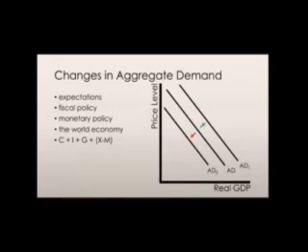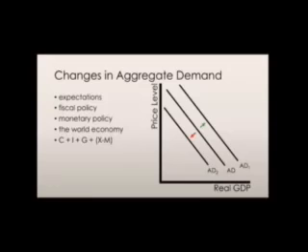Fiscal policy and monetary policy are also huge factors that contribute to changes in aggregate demand. We'll get into more detail on fiscal policy and monetary policy later on, but for now just know that fiscal policy is the government's attempt to influence the economy by setting and changing taxes, making transfer payments, and directly purchasing goods and services.